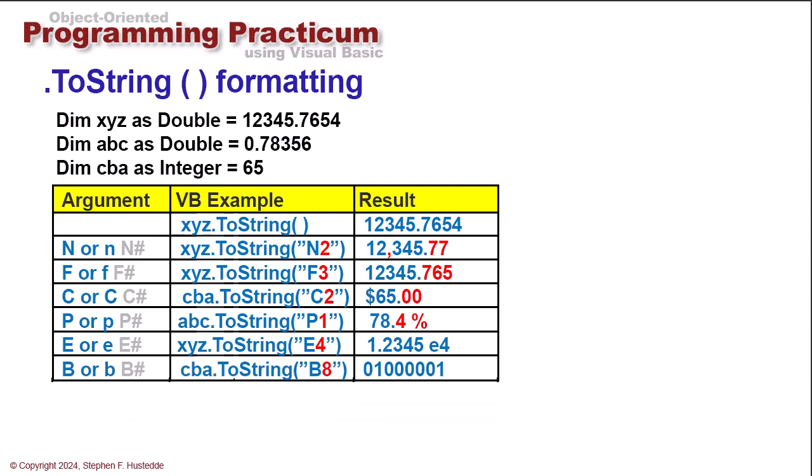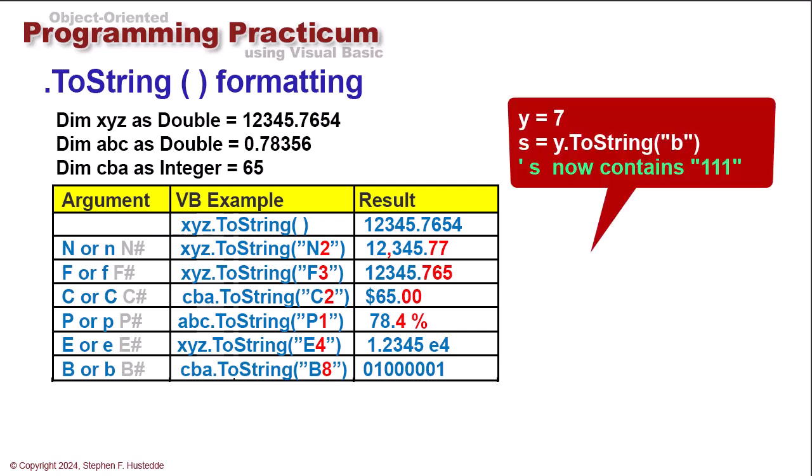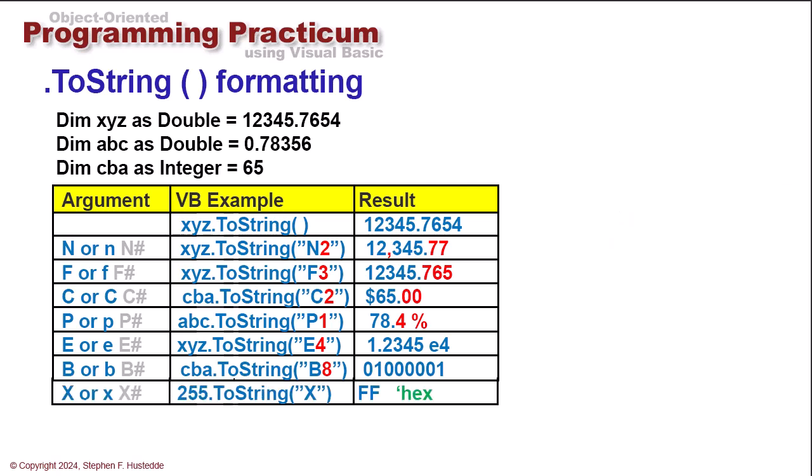B will give us a binary value. So here the value of 65 is CBA. I can display that as 8 bits, and I get 01000001. If you don't specify the number of bits, it'll just use whatever size it needs. So maybe if we have, let's say 7, it's only going to give us 111. We can also use an X to get a hexadecimal value. So I can take the value of 255, which we know is FF, and it will display as FF.